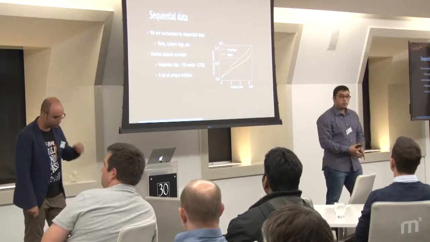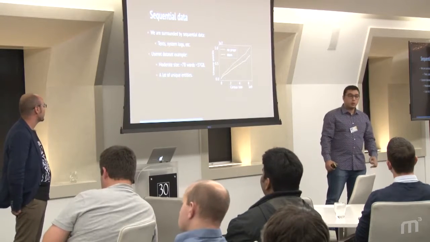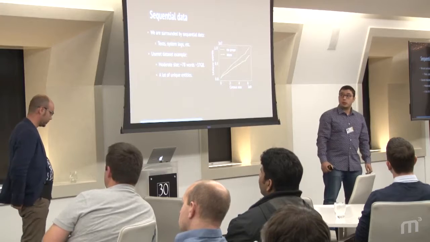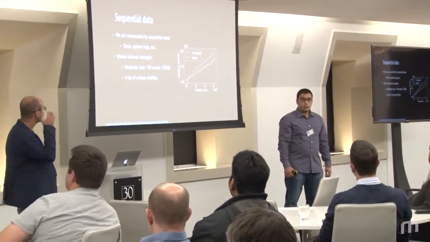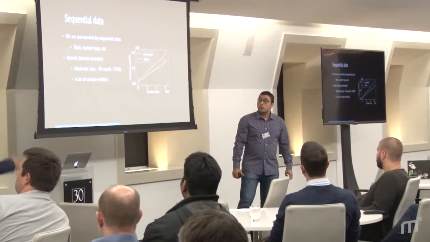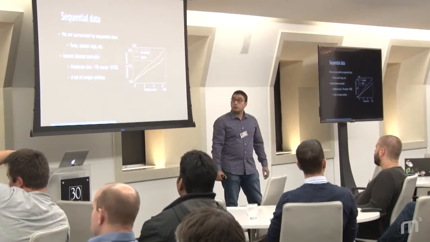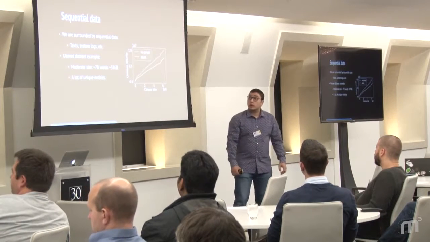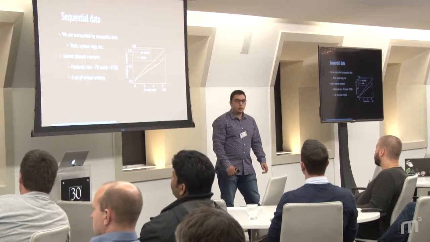So, in this part of the presentation, I'm going to talk mostly about embeddings and a bit about recommender systems and visualization. Why are embeddings so popular now? Because they're extremely useful for processing sequential data. And we live in the world of sequential data like text, system logs, messages, and so on.